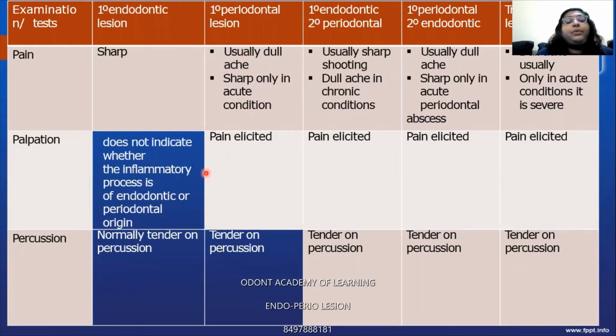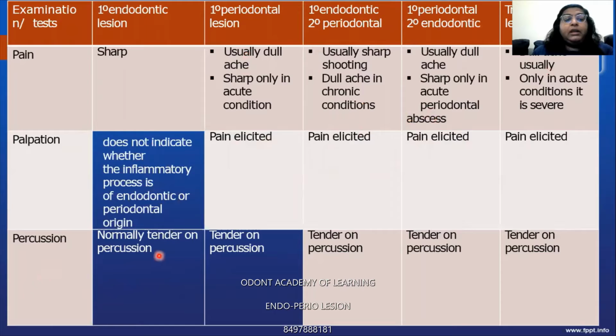In primary perio, you will see pain. Primary endo, secondary perio, also there is pain. Primary perio, secondary endo, also there is pain. And in true combined, also there is pain. So except for primary endo lesion, palpation elicits pain in all the other conditions.